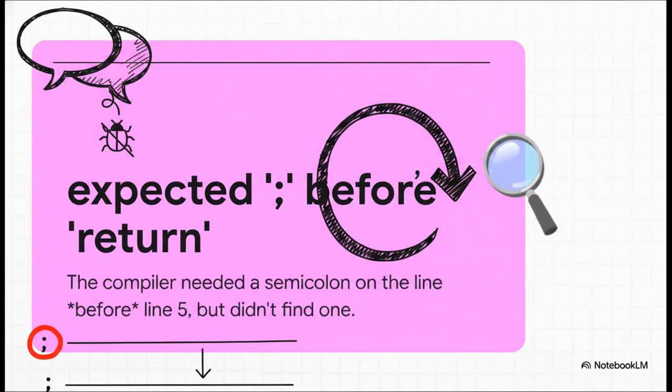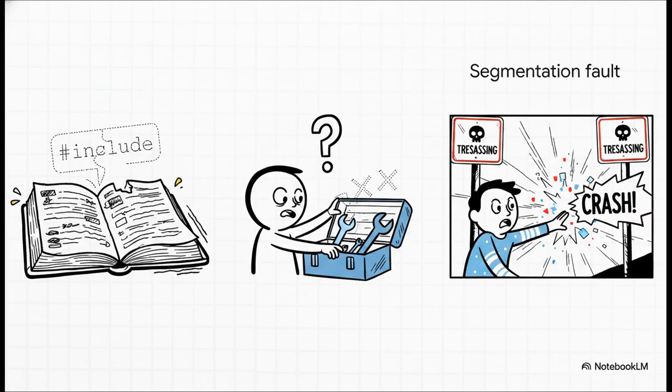So let's translate this one. The compiler is basically saying, okay, I got to line 5, and right before I started to process the word return, I was expecting to see a semicolon, but I didn't. So where's the actual problem? It's not on line 5. It means the line before it, line 4, is missing its semicolon. See? It's a clue.